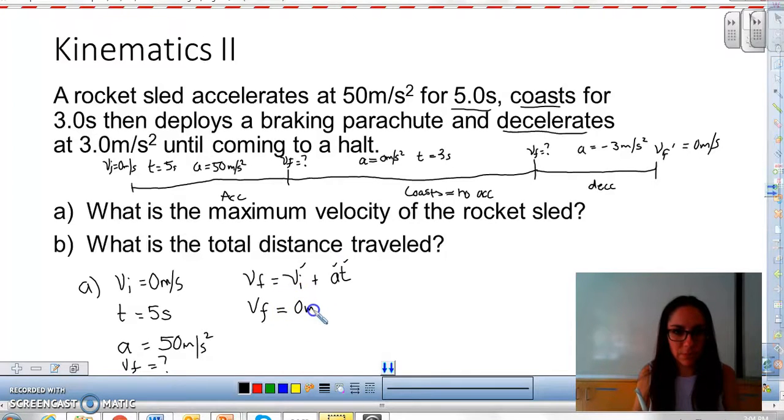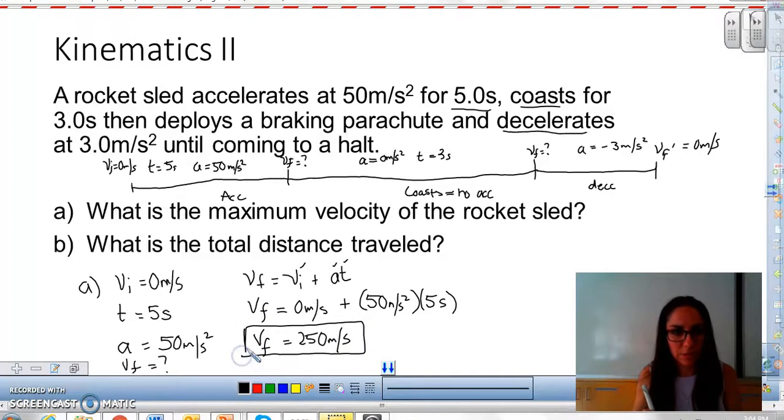So our initial is 0 plus A, which is 50 meters per second squared, multiplied by the time it takes to do this, which I believe is 5 seconds. So our final velocity and maximum velocity, therefore, is 250 meters per second. Now, noting the sign of this, notice that this is positive, meaning it's moving forward, and that's what's happening in this case. So that's a good check. That is our maximum velocity. That one was pretty simple. Well, not simple. I'll say straightforward.